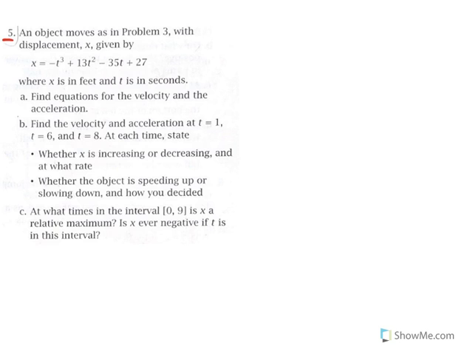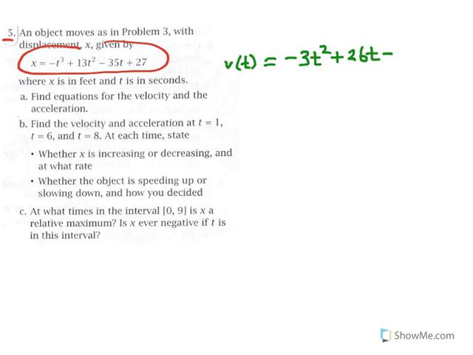So this was the problem from yesterday. An object moves as in problem 3 with displacement given by this function, where x is measured in feet and time is measured in seconds. Yesterday we were able to find the equations for velocity and acceleration. Velocity is the first derivative of the displacement function, so we had negative 3t squared plus 26t minus 35. That was the velocity function.